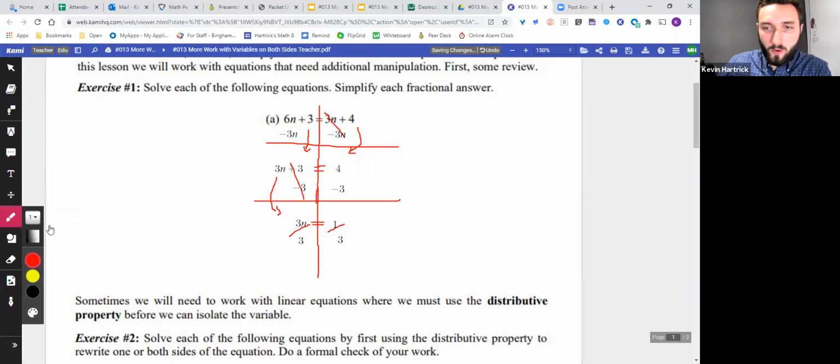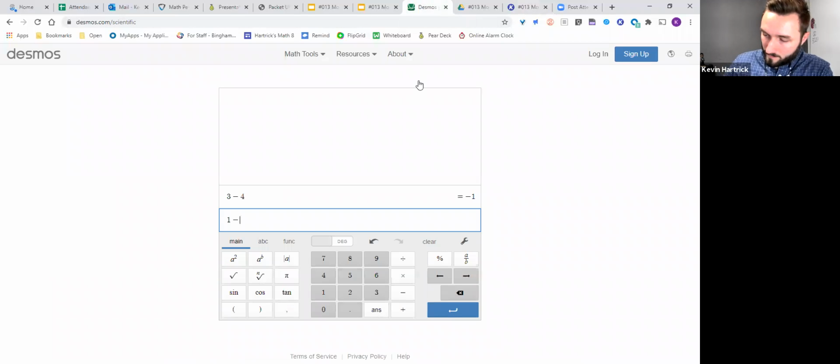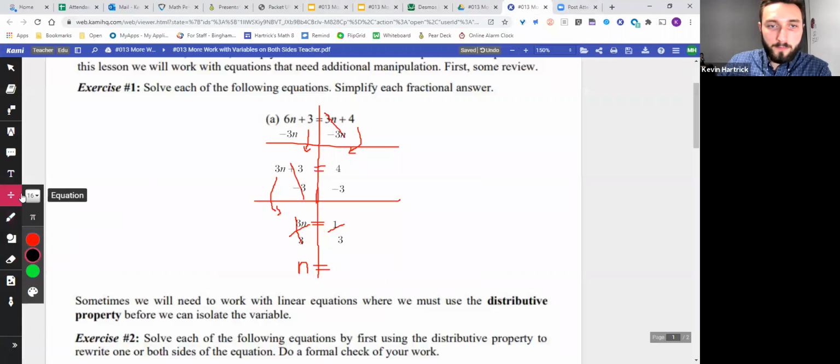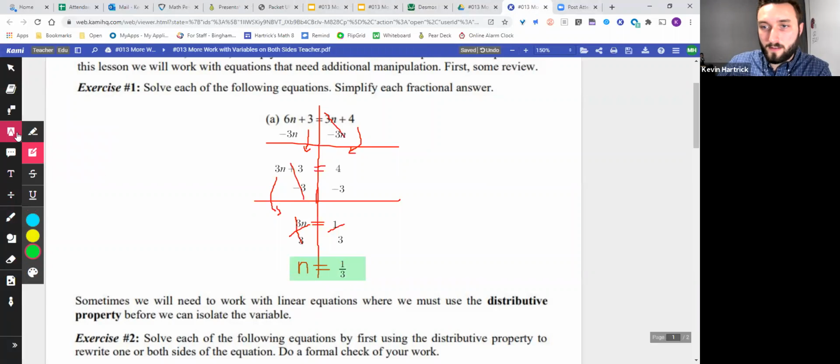Okay, 3 divided by 3 is 1. So these cancel out. All I'm left with is just my n, which is what I wanted. And 1 divided by 3, if I try that in my calculator, that's going to give me this repeated decimal. Remember, you can always click this to convert it back to a fraction. We don't like repeating decimals, so we always do fractions. This is going to take me right back to 1/3. This is actually a fully reduced fraction, so my answer is 1/3. Okay, and I'm going to box it in.